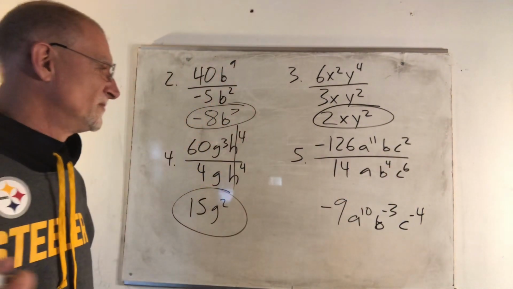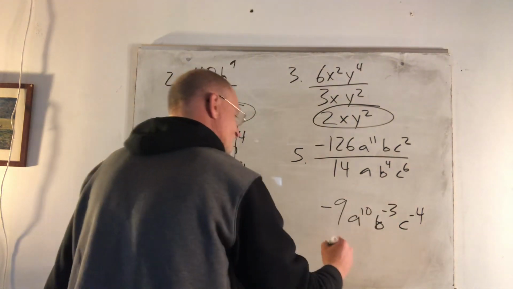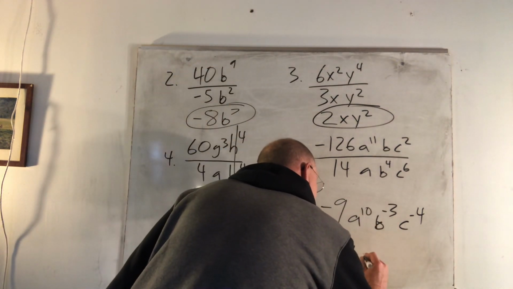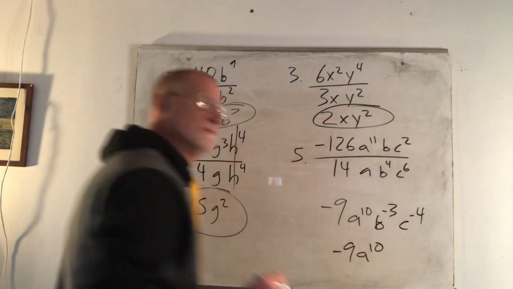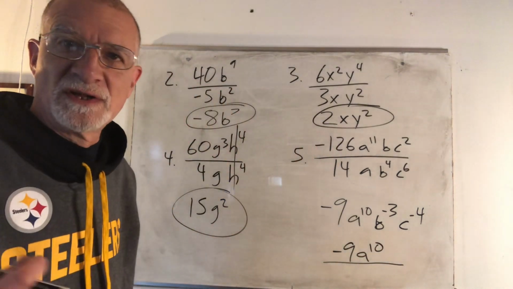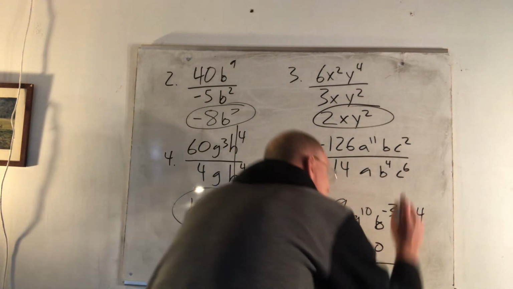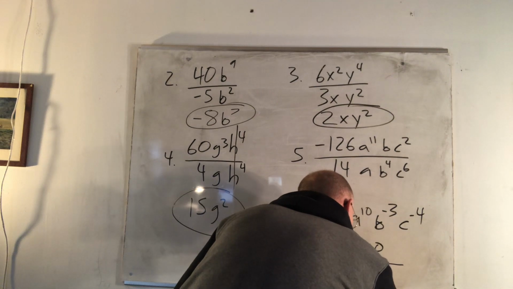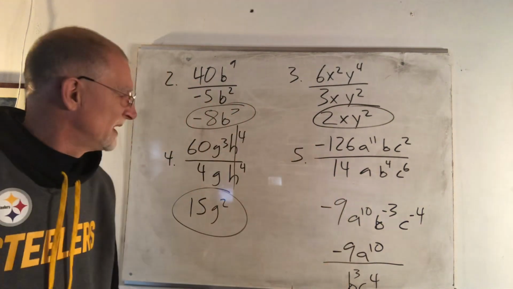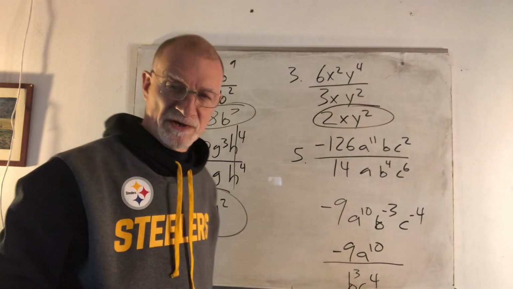Now, if your teacher doesn't want any negative exponents, what you would do is just rewrite this as negative 9a to the 10th, and then a line, like a fraction. You'd write it as a fraction, basically, and then b to the positive 3, c to the positive 4, down below. So whichever form your teacher prefers, that's the one you do.